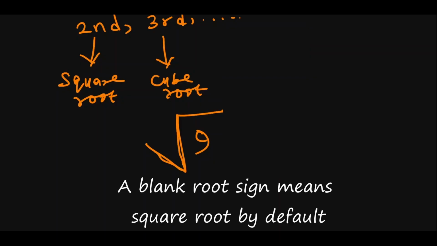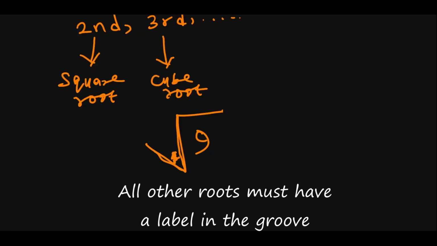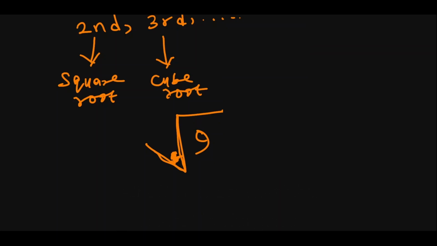Okay, if you now want to represent any other roots, you have to put that same superscript you put in the powers. You have to now put it in this small arc here. So if you put 3 here, it tells us this is cube root. If you put 4 instead, it tells us this is fourth root. If you put 5, it tells us fifth root, and so on. So this is how the root sign is represented and how it tells us which particular root we are talking about. If there is no number in this groove here, then it is square root.